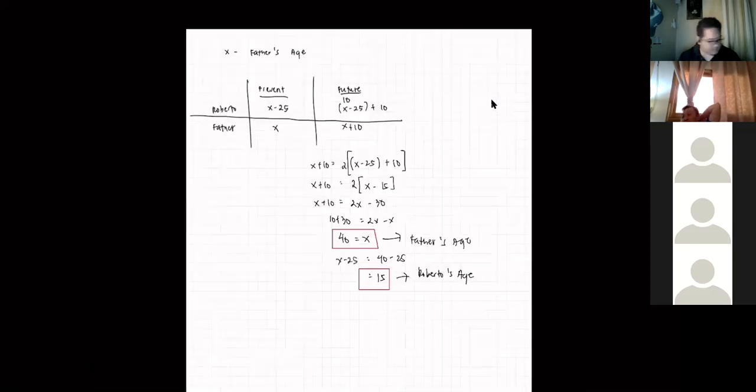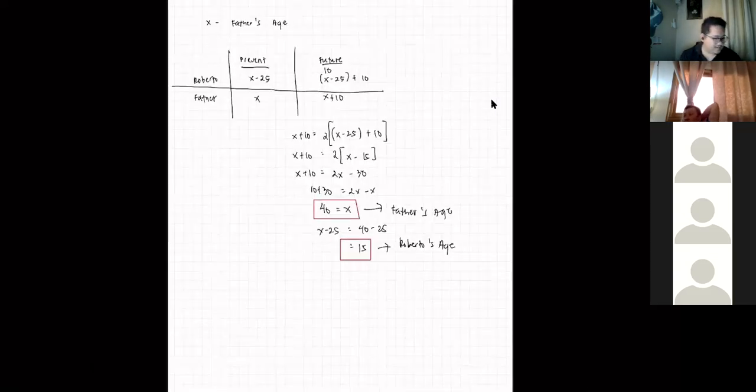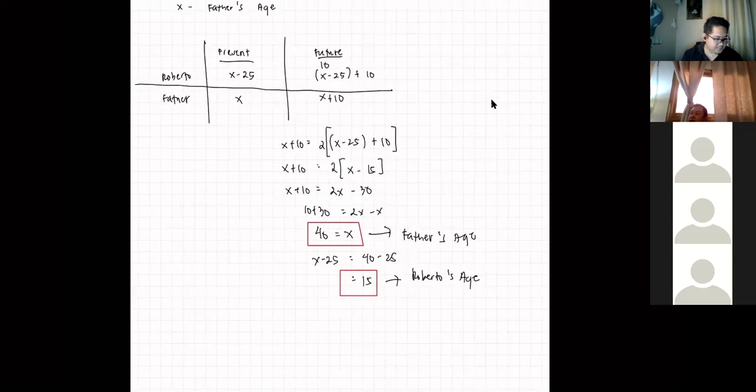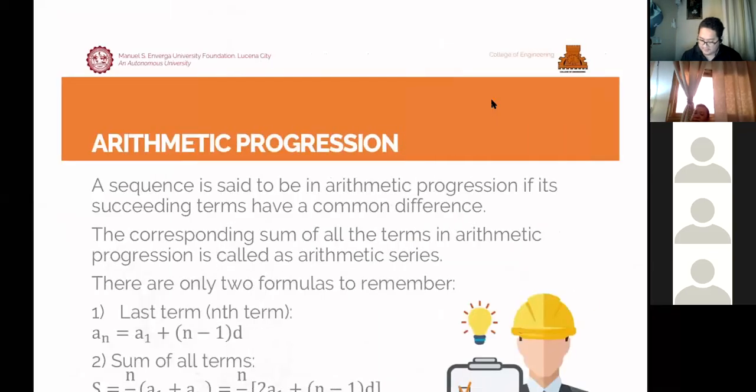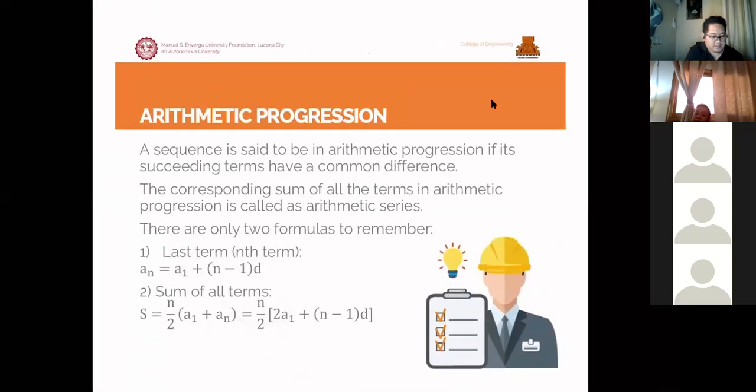Okay, so thank you po for that problem. Puro present yan, sir. Yes, present. Okay, 15 and 40. Next, punta tayo sa arithmetic progression.